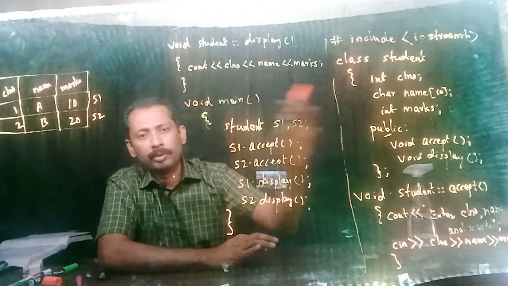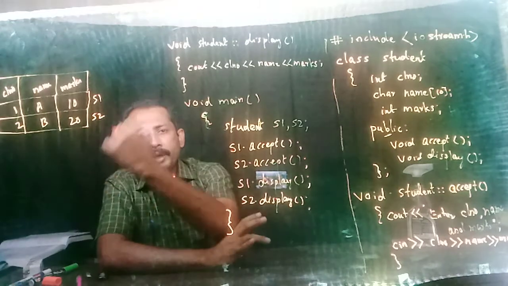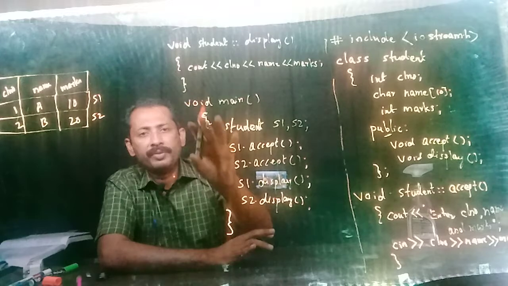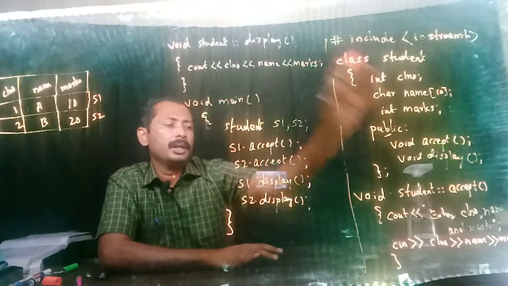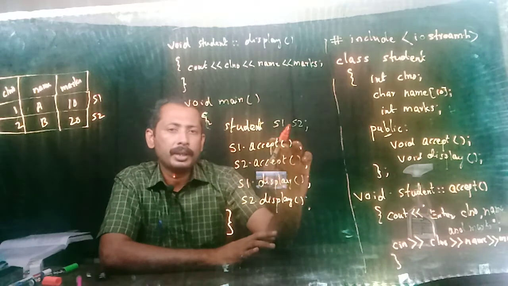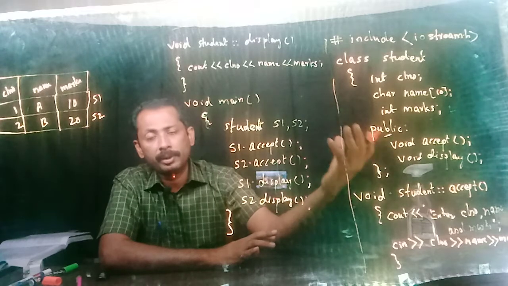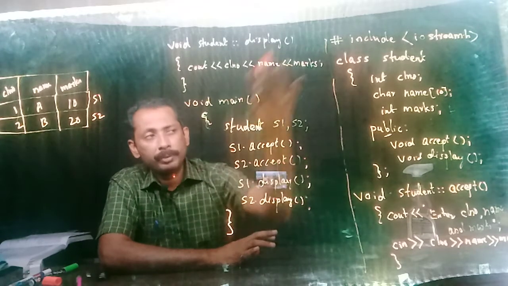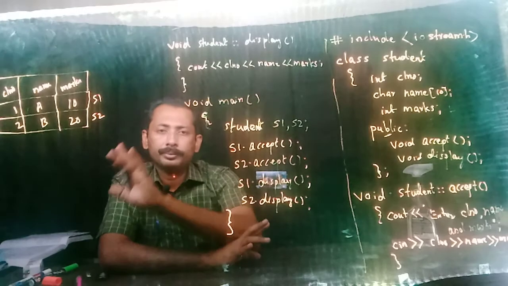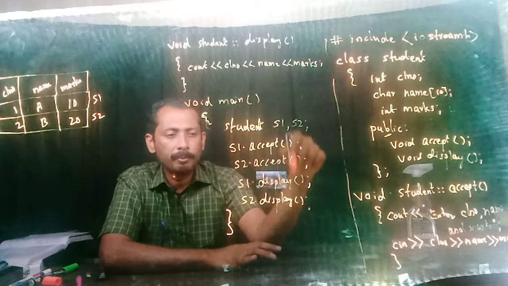From this class or from this table, this accept function is getting values and passing them to the outside world. If the main function is the outside world, and all of this is stored internally, what happens? When we call S1 dot accept, the accept function takes out the values of class number, name, and marks from the inside area and passes them to the screen. Similarly, these functions are made public.